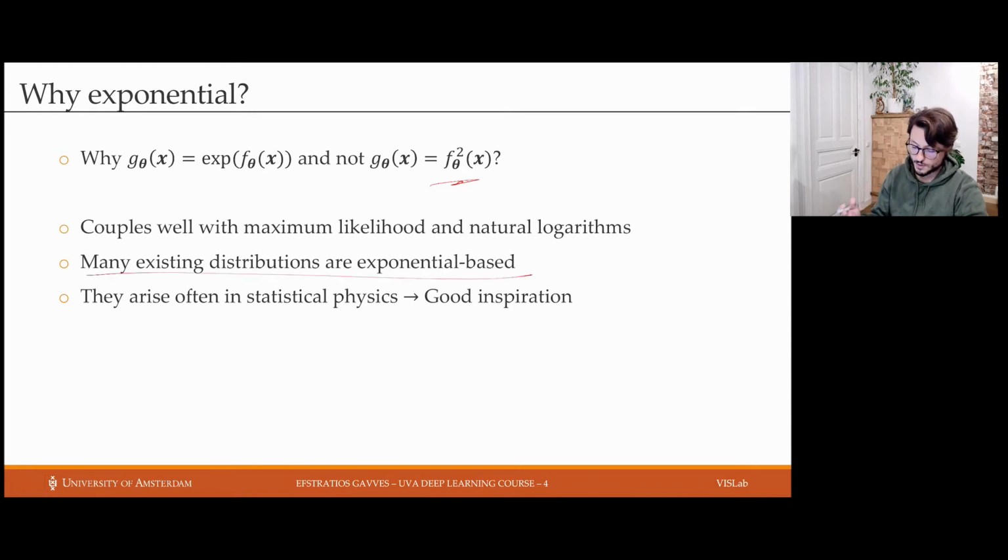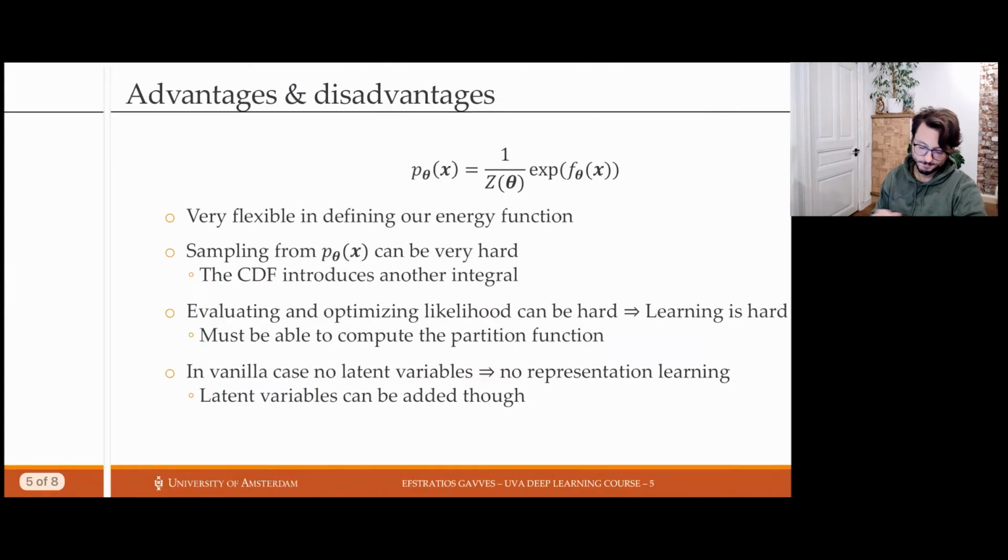Also, it's convenient because many existing distributions are based on exponential functions, for instance the Gaussian, as we saw, or the exponential distribution. And also exponential functions arise quite often in statistical physics, and we have quite good knowledge of that domain. It can serve as a very good inspiration.